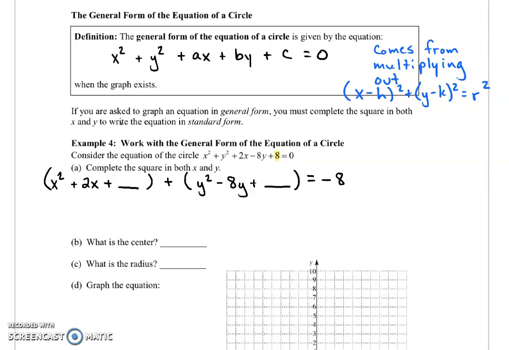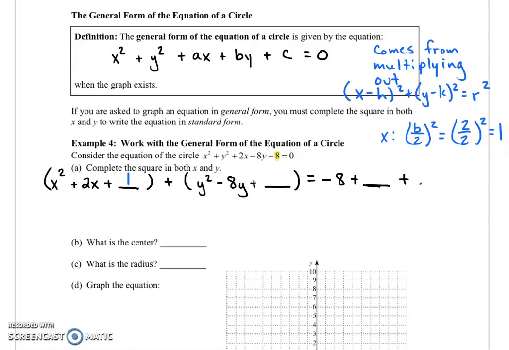Now we have to complete the square in two variables. First we have to complete the square in x. To complete the square, we take the b term, which is 2. For the x, we do b over 2 squared, which is 2 over 2 squared, which is 1. So we're adding a 1 right there. Now I forgot a very important part here. I need to put plus 1 on the right-hand side. Why? Well, I just added 1 to the left-hand side, so I better add 1 to the right-hand side also. Otherwise, I've messed up.